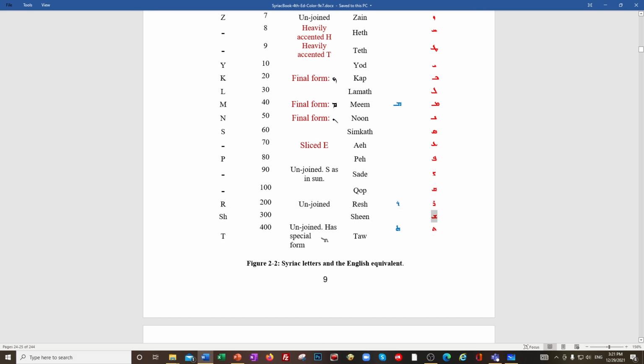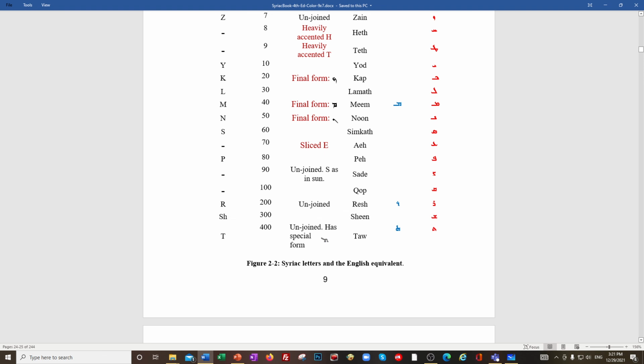Sheen. Sheen is a 300. Numeric value is 300. It is the SH in English. Two letters, sheen, the sounds of sheen in English.